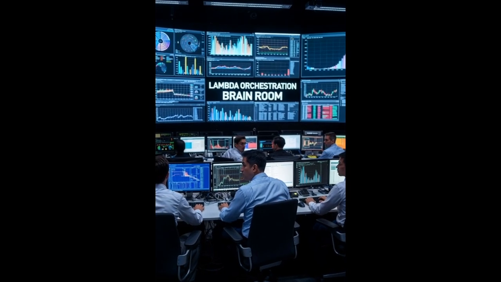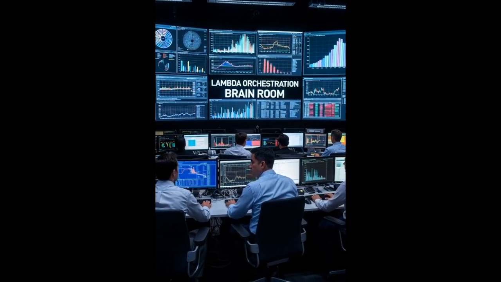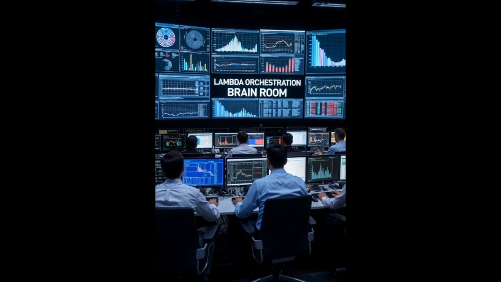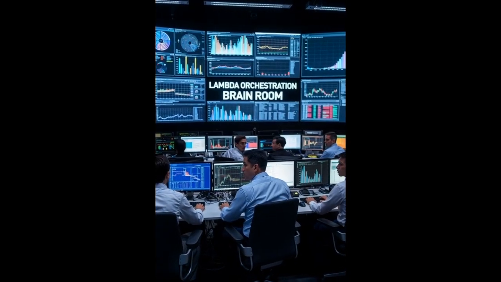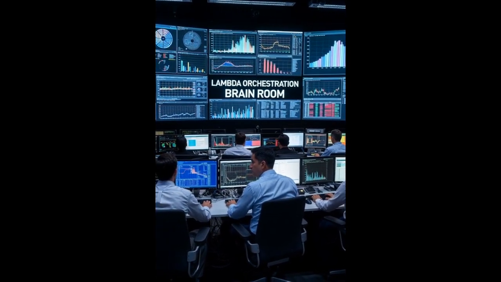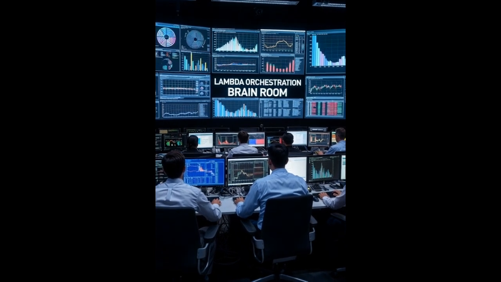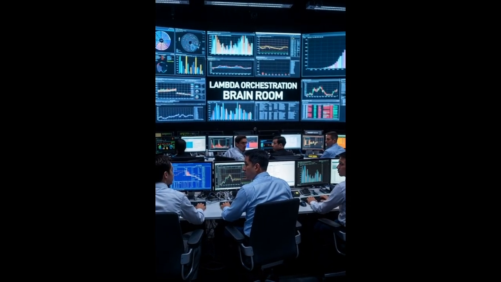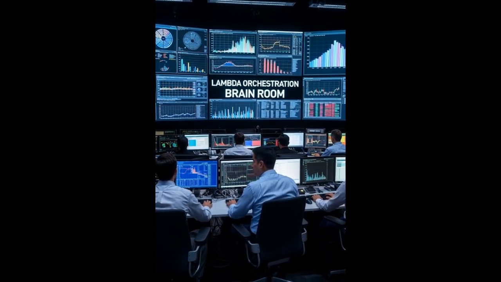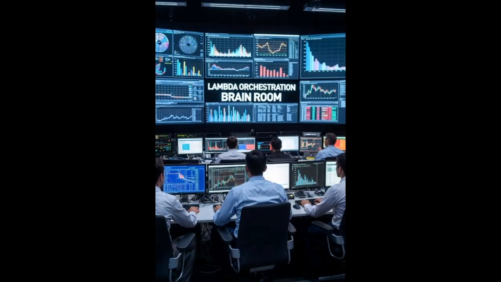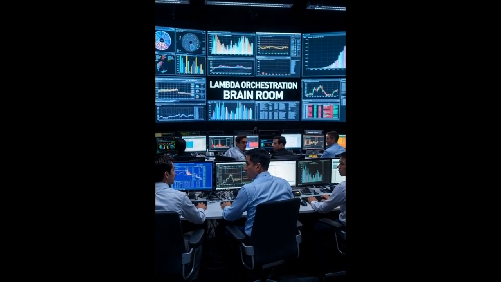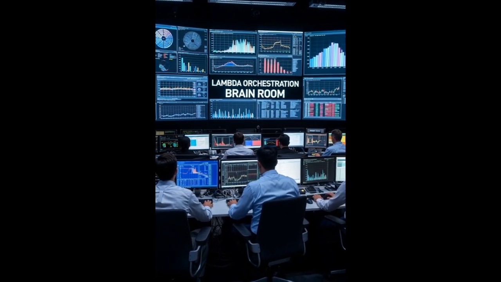The thinking room: Lambda orchestration. On the next floor, engineers are scribbling on whiteboards. This room decides everything. Should we answer this question at all? Do we need to retrieve documents? Which model should we use? Is this a multi-step workflow? This is Lambda orchestration. One engineer turns to you and says, we don't answer questions. We decide how questions are handled.